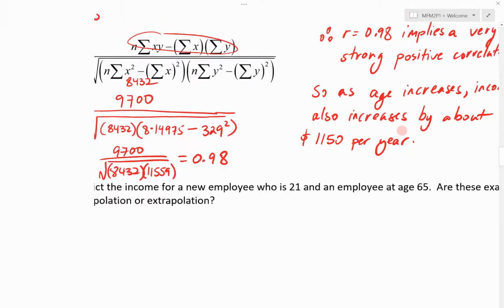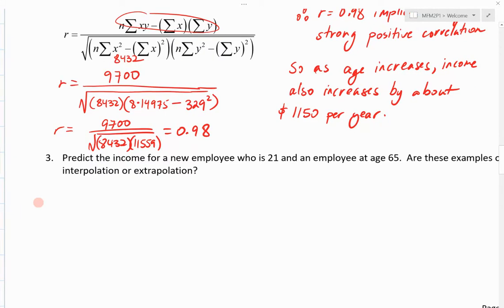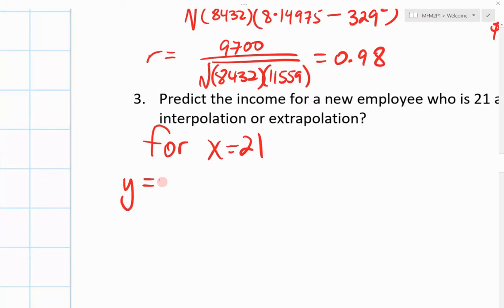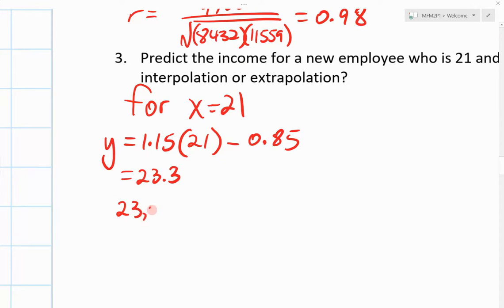Okay, part 3. Predict the income for a new employee who is 21, and an employee at age 65. Are these examples interpolation or extrapolation? So let's look at x equals 21. We need to use our line of best fit. So y equals the slope 1.15 multiplied by x, which is now 21, subtract 0.85, my b value, and we get 23.3. Or if it's in thousands, we're saying it's $23,300 per year.